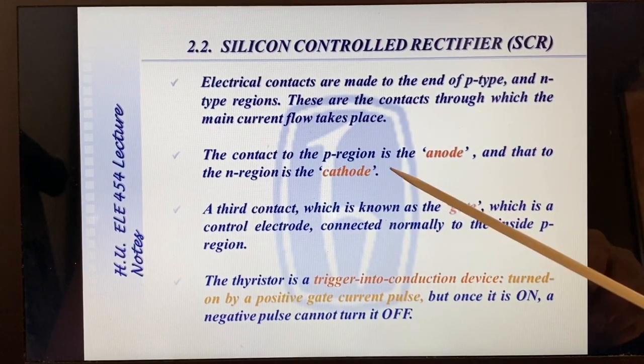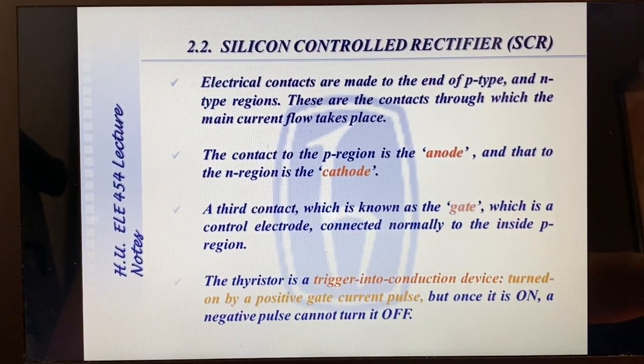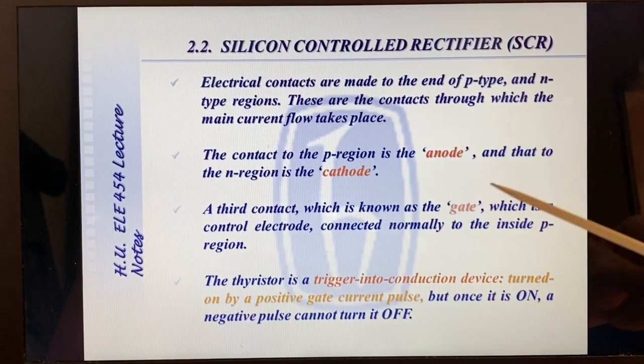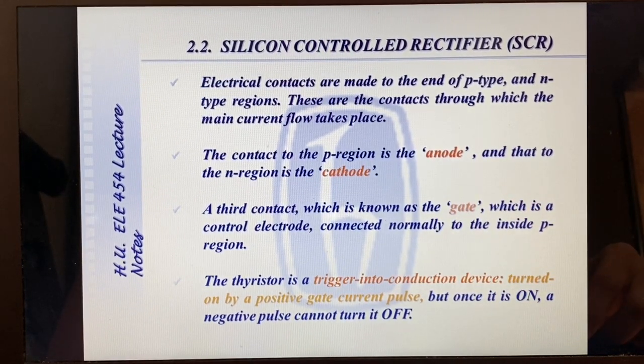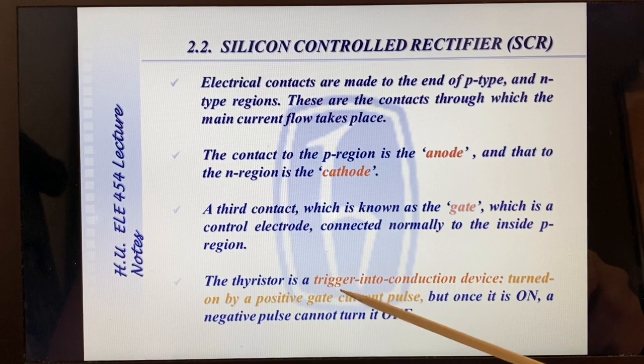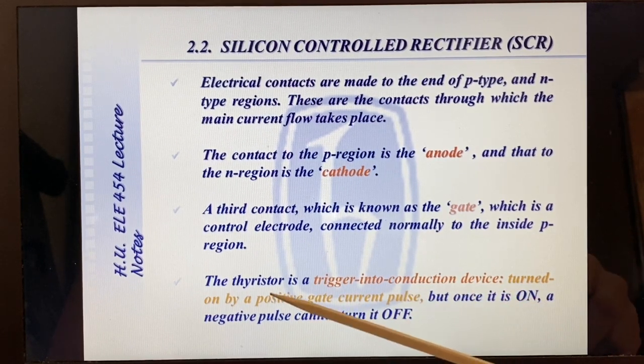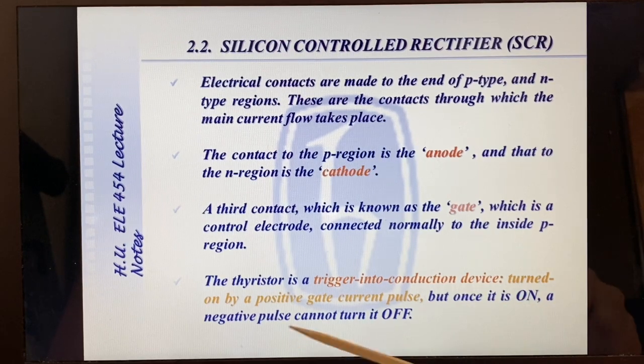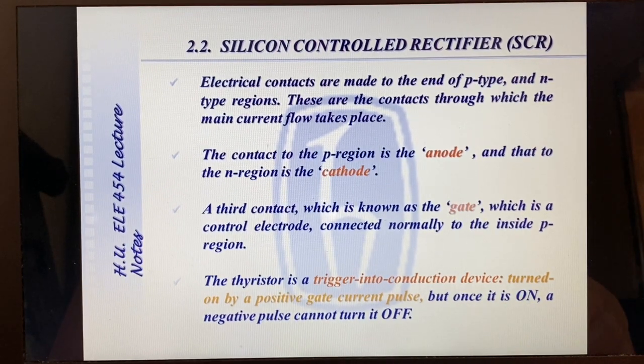So anode and cathode are the same terminals as in the diode case, but you have a third terminal, the gate terminal, which is a control electrode, normally inside the P region. The thyristor is a trigger-into-conduction device, turned on by a positive gate current pulse, but once it is on, a negative pulse cannot turn it off.